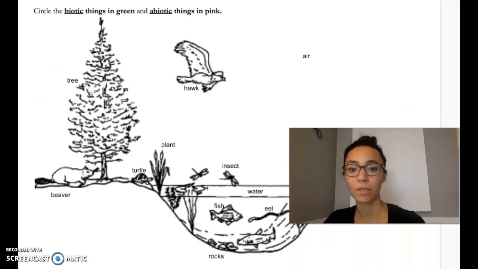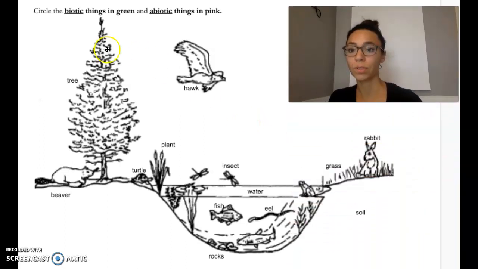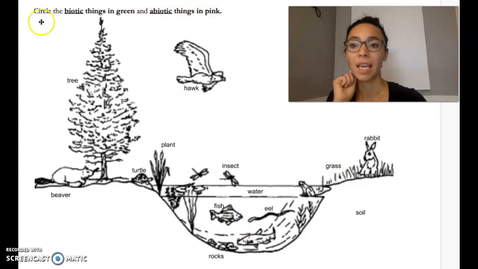Okay, now once you have recorded your notes, I would like you to do this example at the bottom. So the instructions say circle the biotic things in green and the abiotic things in pink. So I gave you a green and pink highlighter, so use those highlighters, and I want you to circle all the biotic things in this picture in green, abiotic things in pink. Okay, so pause the video and complete this activity.